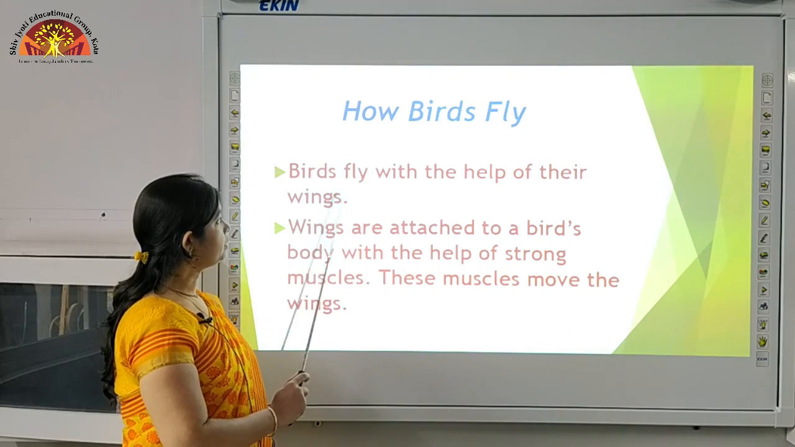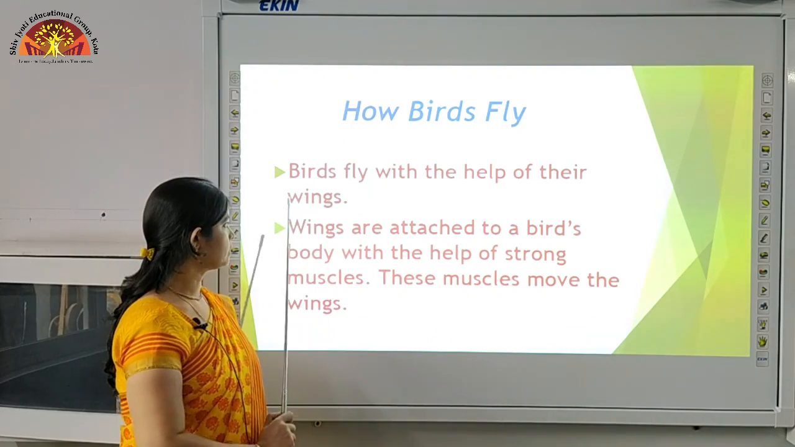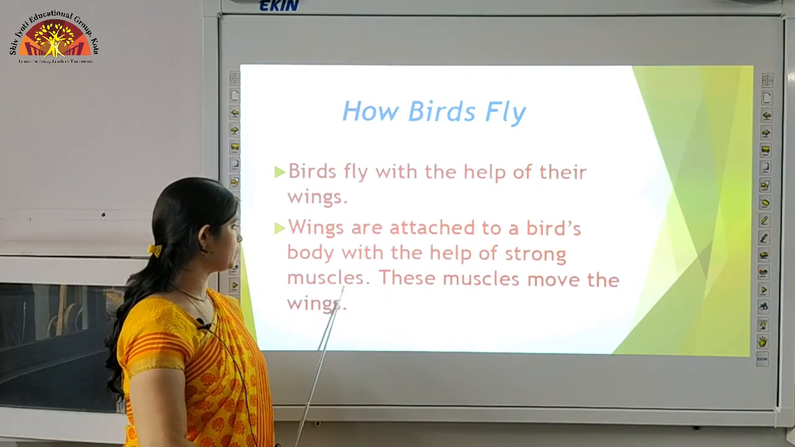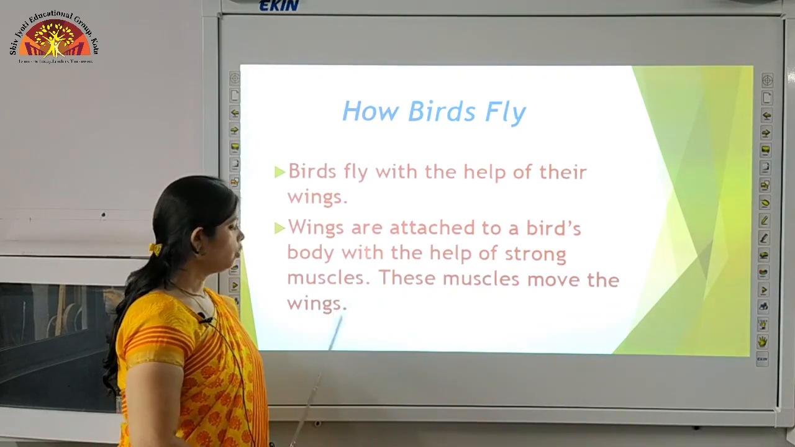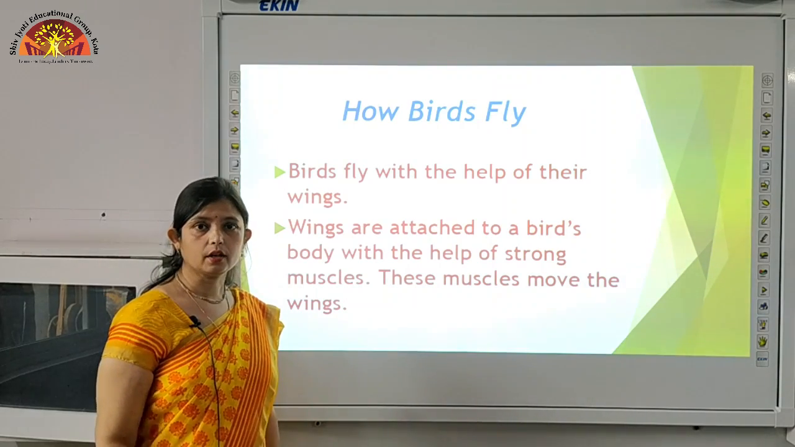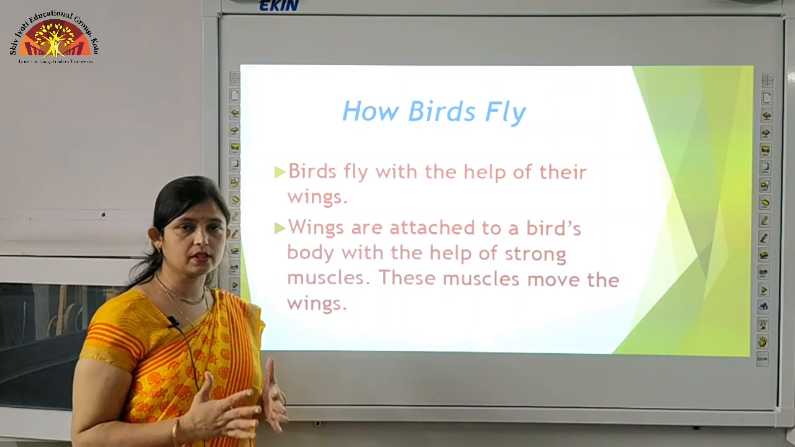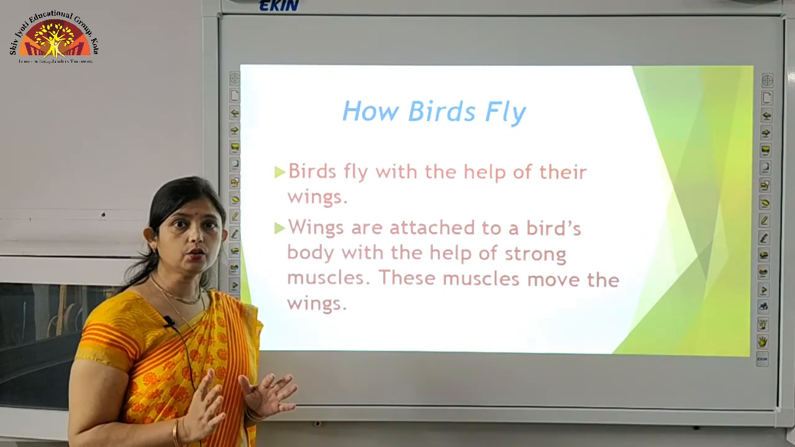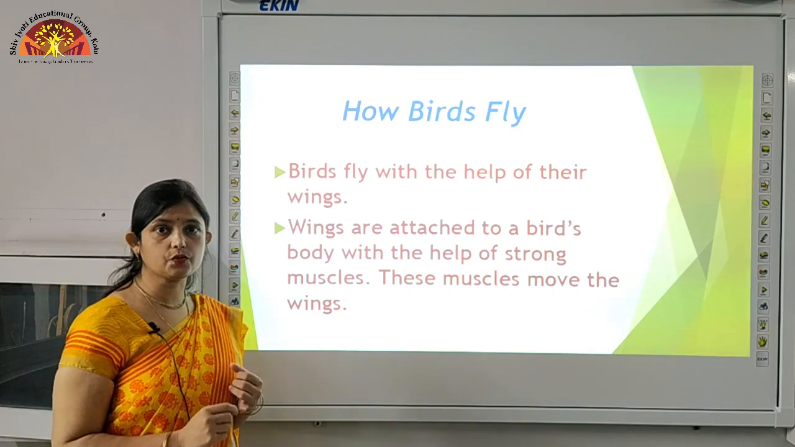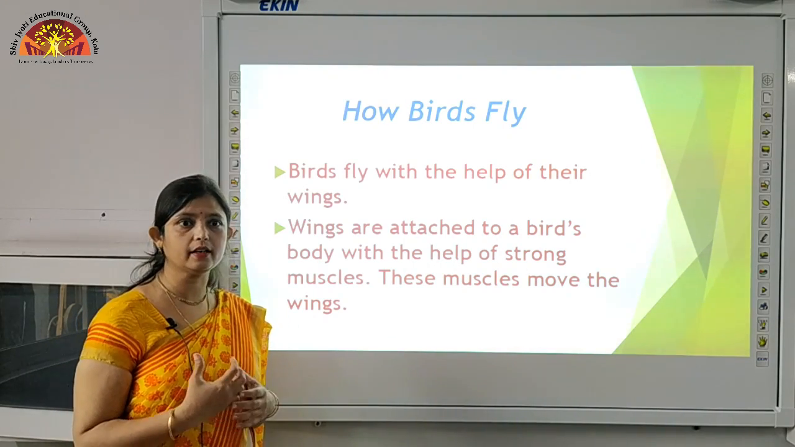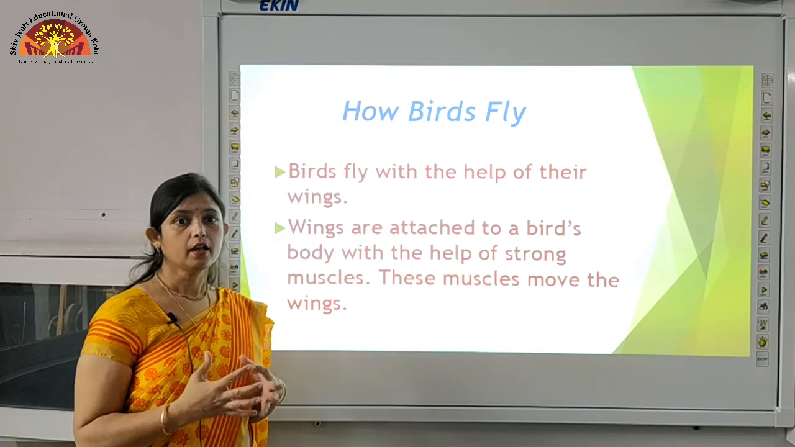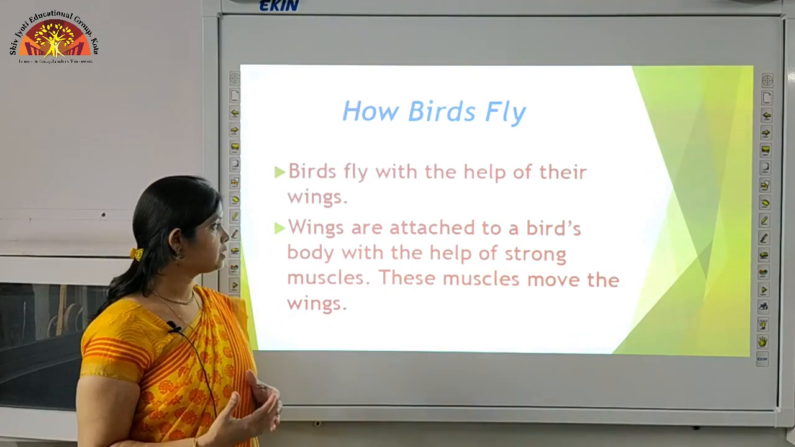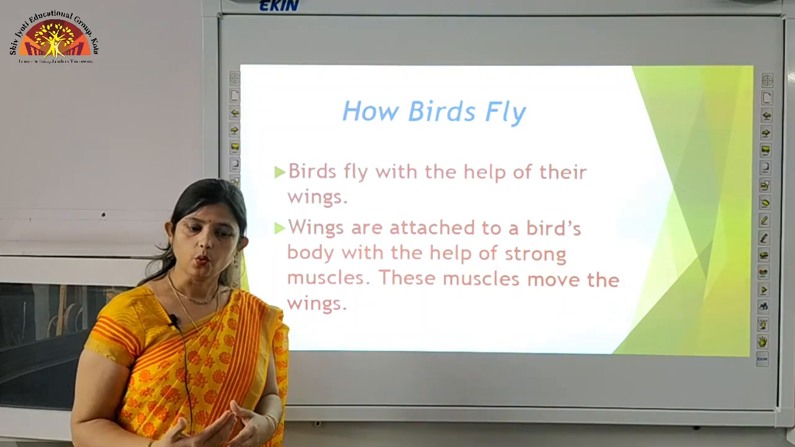So children, birds fly with the help of their wings, and the wings are attached to a bird's body with the help of strong muscles. These muscles move the wings. So what happens? They possess wings. Birds के पास क्या होते हैं? They have wings, and these wings help them to fly. Now there are strong muscles. This is one of the adaptations. ये एक तरह का special characteristic है bird का, कि उनकी जो muscles है, they are very strong and they help the birds to move their wings.